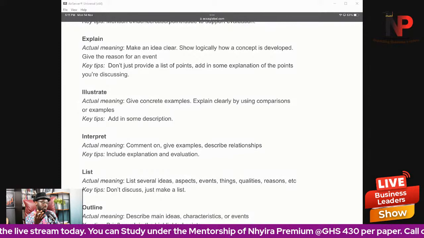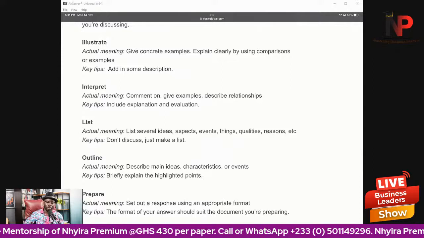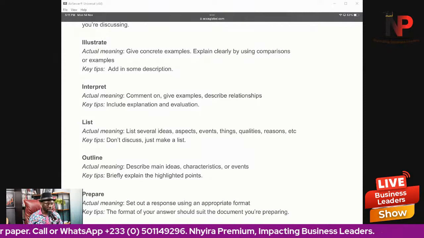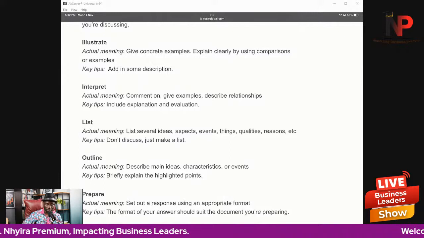Interpret. Yes, it works in the jungle of analysis and evaluation. So interpret means you comment on, give examples, or you describe the relationships of something. You describe the relationship of something. That is what we mean by interpret.